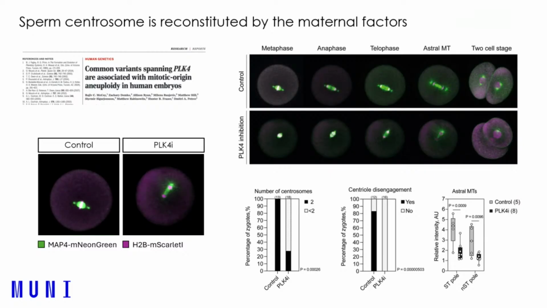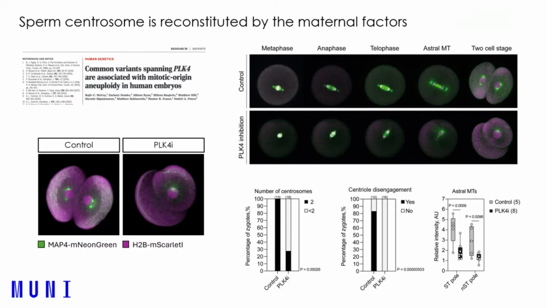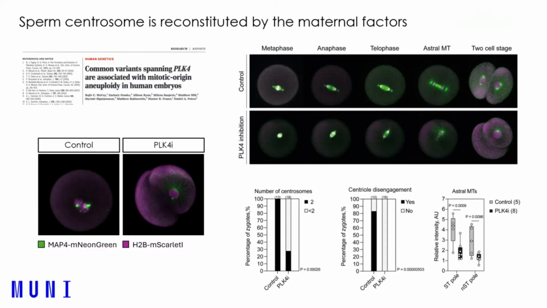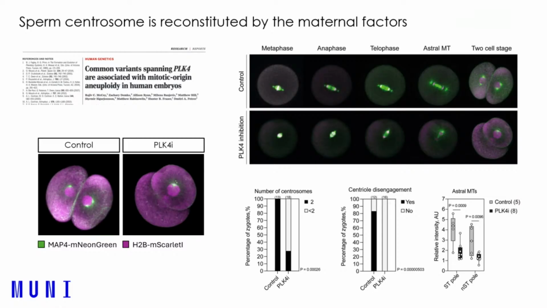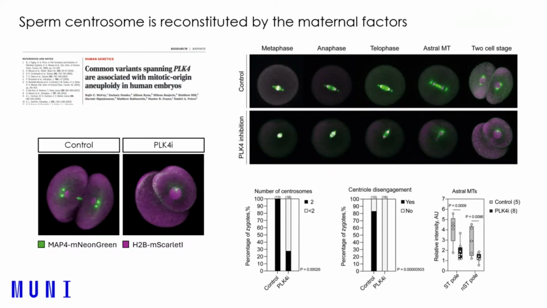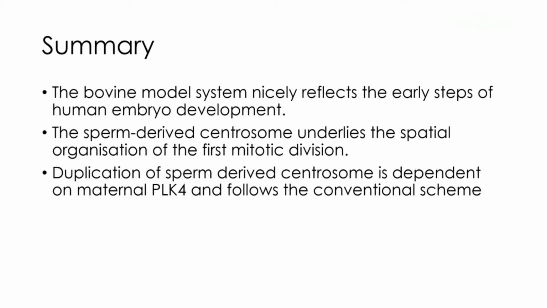Whereas when you take a look at the PLK4 inhibited one, I think you can easily say that the number of centrosomes is not right. We have only one centrosome, and in fact, most of the zygotes under PLK4 inhibition did not really divide, and they did not really form strong enough astral microtubules to actually push the chromosomes apart very efficiently.